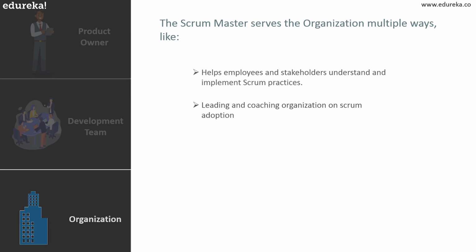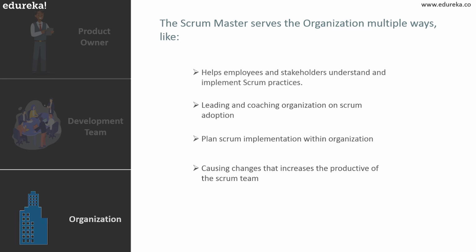He also makes sure that all the employees and the stakeholders in the organization, it can be external or internal stakeholders, understand and implement Scrum practice with ease. He also helps them understand Scrum empirical theory thoroughly and plans Scrum implementation within the organization. He boosts up the communication and collaboration amongst different stakeholders and team members. He also works with other Scrum Masters to increase the effectiveness of the application which is developed using Scrum. Not only that, he also makes changes to increase the productivity of the entire organization and the Scrum team.